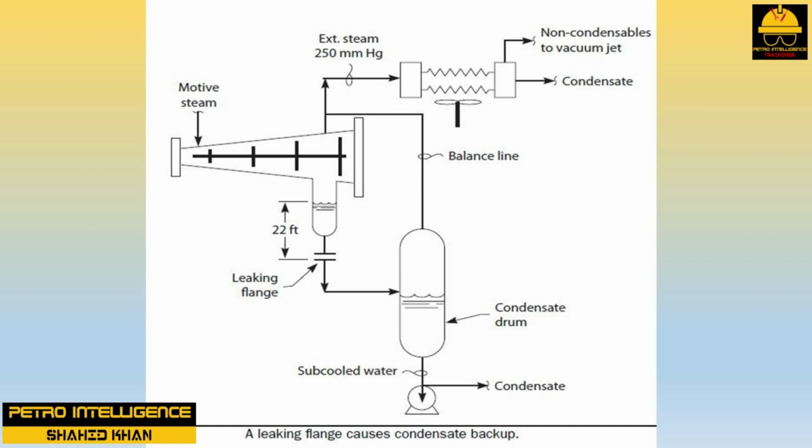In order to push the condensate out of the turbine case, the operators were forced to raise the surface condenser pressure from 100 to 250 millimeters of mercury, that is, 20 inches of mercury vacuum, in the American system. Note that the balance line shown in the picture keeps the pressure in the turbine case and the condensate drum, into which the turbine case is draining, the same.